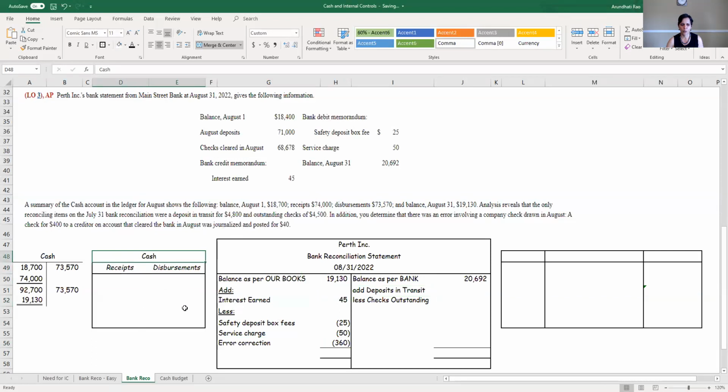I have two columns over here. I have the receipts and I have the disbursements. So in the month of August, and from the T account, I say I have cash receipts of 74,000, cash disbursements of 73,570.